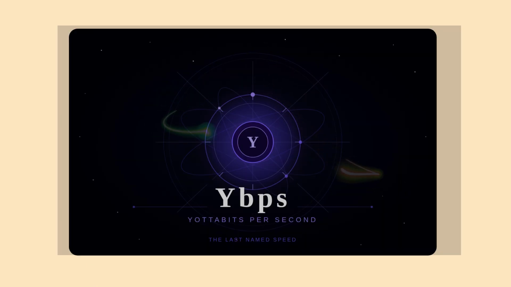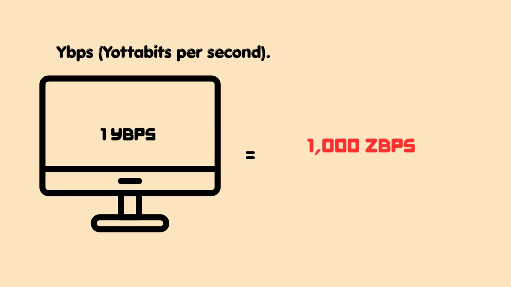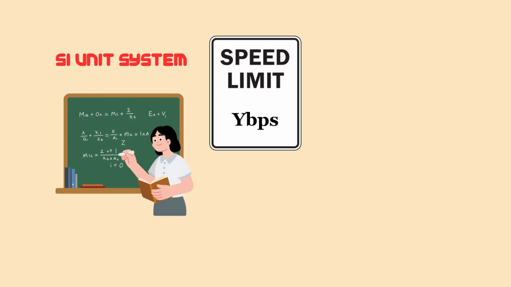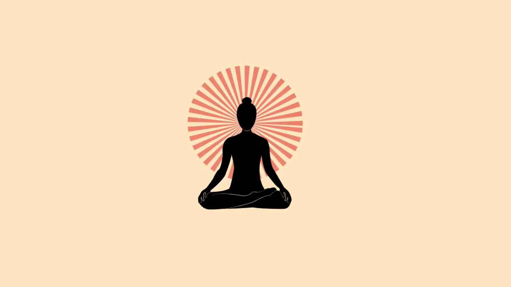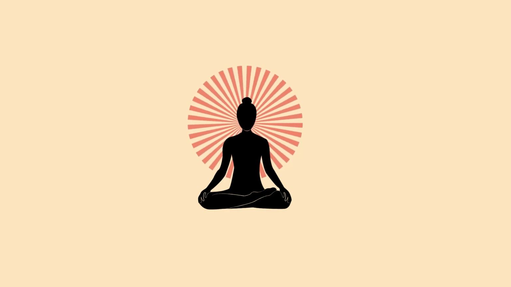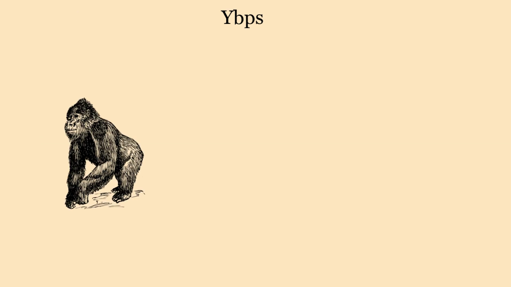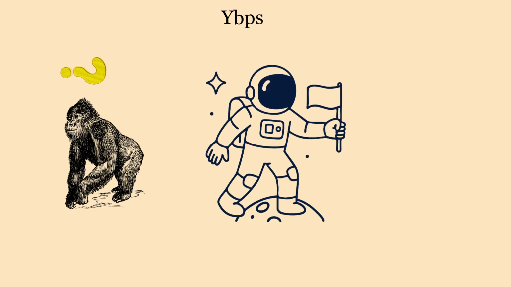Yottabits per second, Ybps. Yottabits per second is the largest named unit of data transmission speed that exists in the official system. It is simply the last rung on the ladder that human mathematics has formally named for data speed. To understand it, at 1 Ybps, you could theoretically transmit the information equivalent of every thought ever thought by every human who ever lived. Ybps matters not because we will ever use it, but because it reminds us that human curiosity always names the destination before building the road.